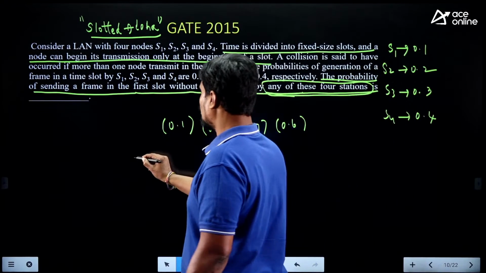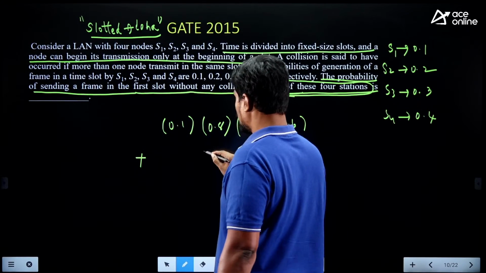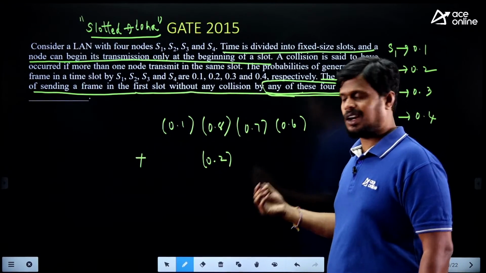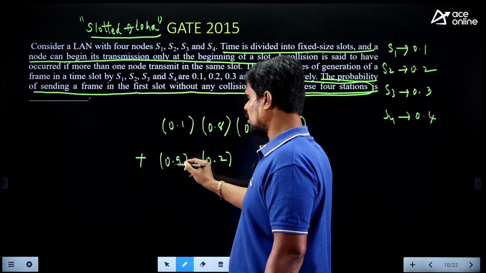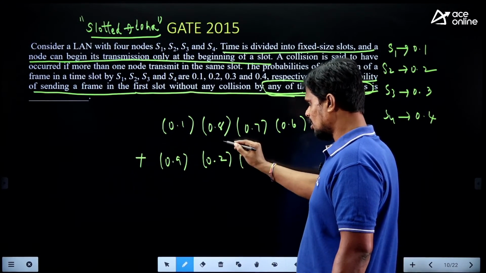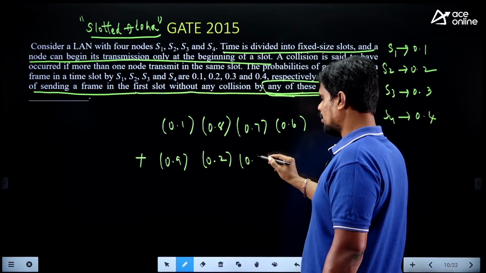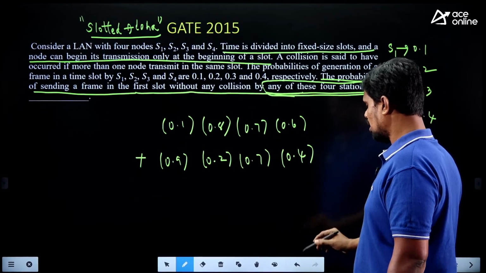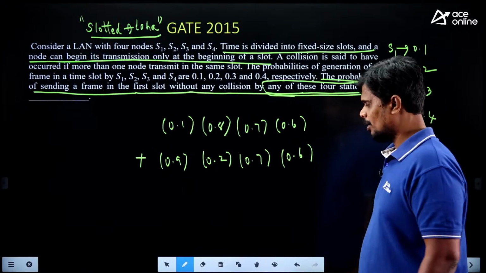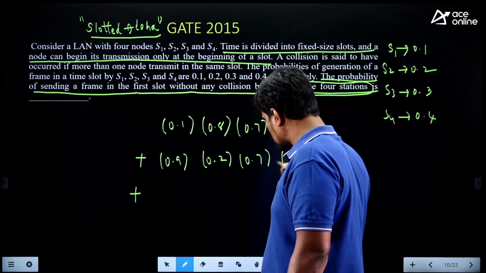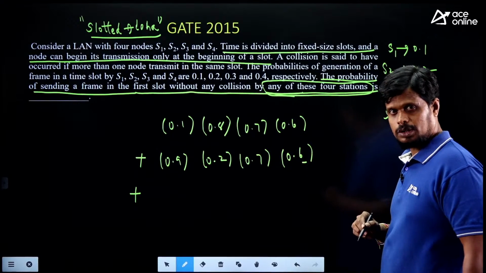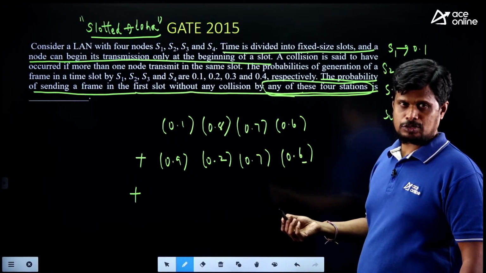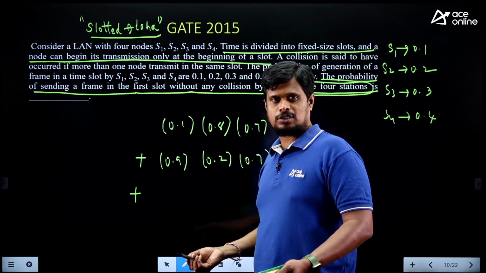Then in the same way, we are going to consider S2 also. We should allow S2, that's why 0.2, and we should not allow S1, S3 and S4. So for not allowing S1 it is 0.9, for allowing S2 it is 0.2, for not allowing S3 it is 0.7, for not allowing S4 it is 0.6. This is the probability for S2 exclusively. Then S3 also, because it is clearly mentioned any of these 4 stations. Any station we can allow to transmit, right? So that's why we need to consider the probabilities of all the 4 stations.